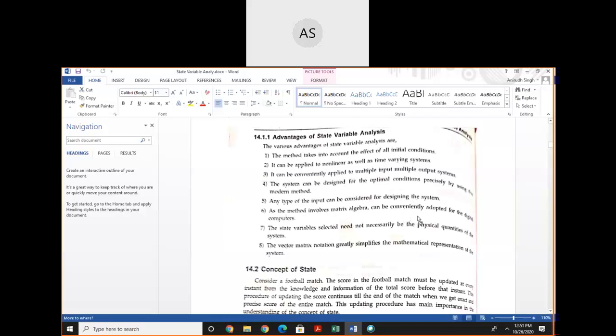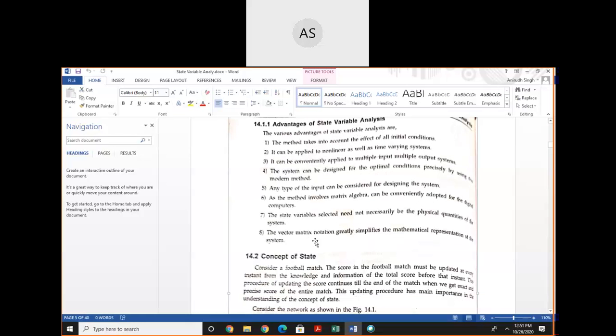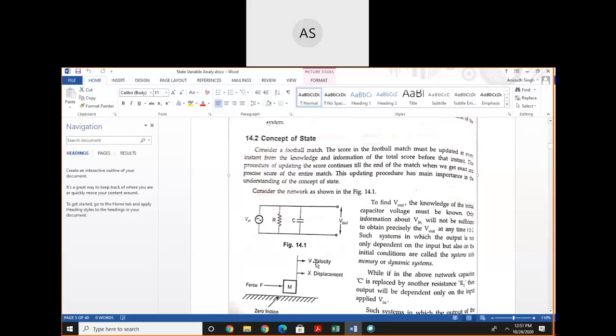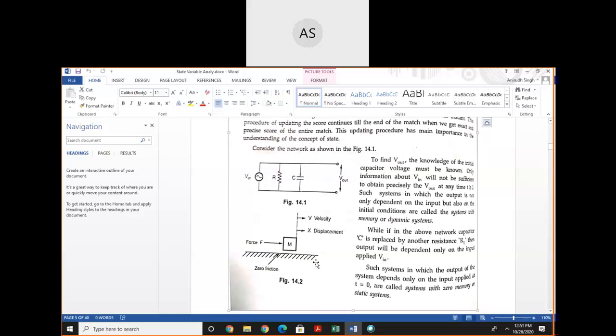This method involves matrix algebra because we use system vector, input vector, output vector. So it can be conveniently adopted for digital computers. The state variables selected need not necessarily be physical quantities of the system. And the vector matrix notation generally simplifies the mathematical representation of the system.